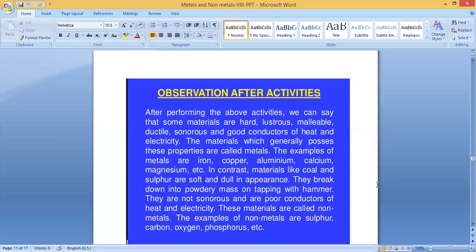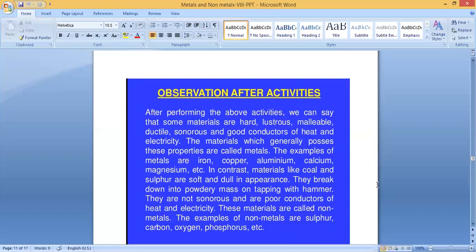After this, we have learned many properties of metals: malleability, ductility, sonorousness. Now let us see the other good conductors. After performing the above activities, we can say that some materials are hard, lustrous (lustrous means shiny), malleable (we can make them into thin sheets), ductile (we can make them into thin wires), sonorous (they give sound), and good conductors, allowing the passage of heat or electricity. All these are properties. The materials which generally possess these properties are called metals.